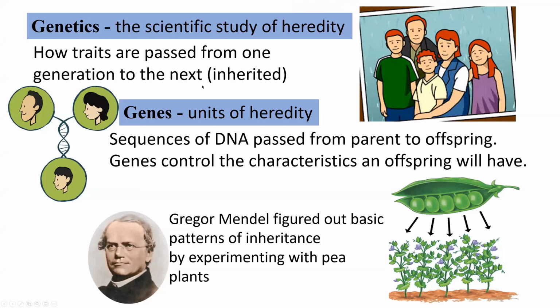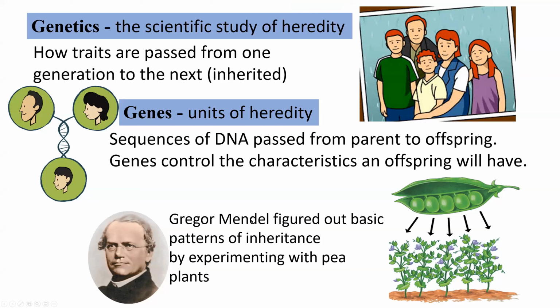Okay, so now we're going to be talking about genetics and heredity. Heredity is the transmission of traits from one generation to the next. And genetics is the scientific study of heredity, how traits are passed from one generation to the next, how these traits are essentially inherited. The scientist that looked at this in great detail is Gregor Mendel.